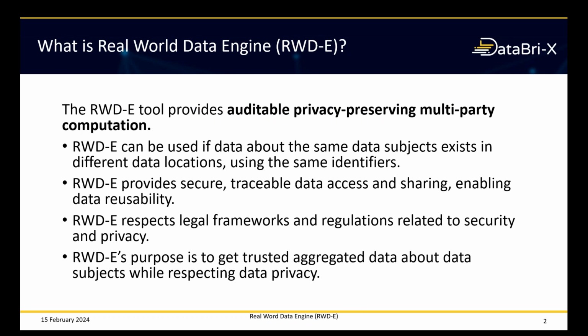But in general, the purpose of a Real-World Data Engine is to get trusted aggregated data about data subjects while respecting data privacy. So the result is always just a number, basically a number of data subjects that meet certain criteria. And information about those criteria being met or not can be then obtained from a number of data sources.